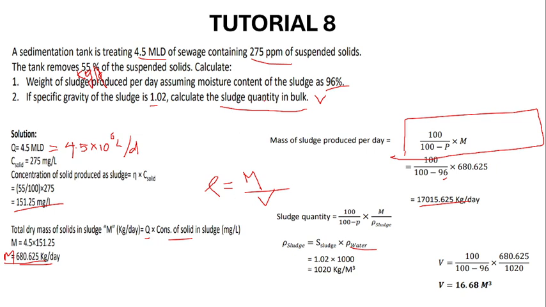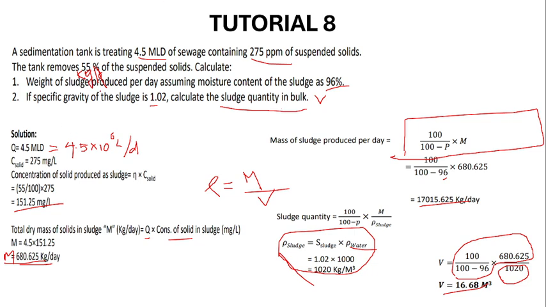Now we can easily find the sludge quantity, which is volume is equal to this, the mass of the sludge produced per day, right? So this is in kg per day, and this is the density of your sludge, which is identified from here. Okay, substitute this 1020 here and divide both of these. You will obtain the volume produced. Okay, so the volume of the sludge quantity in bulk is 16.68 meter cube. Okay, this is how the sludge quantity is obtained.